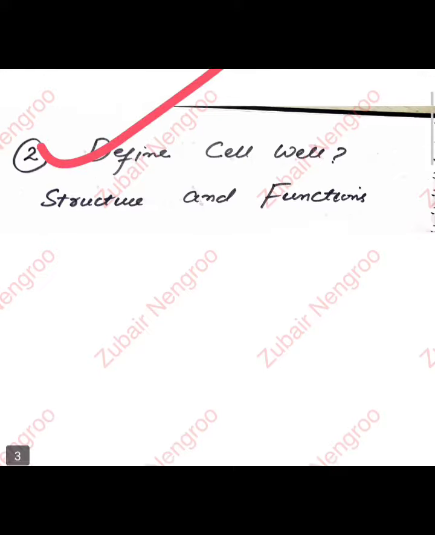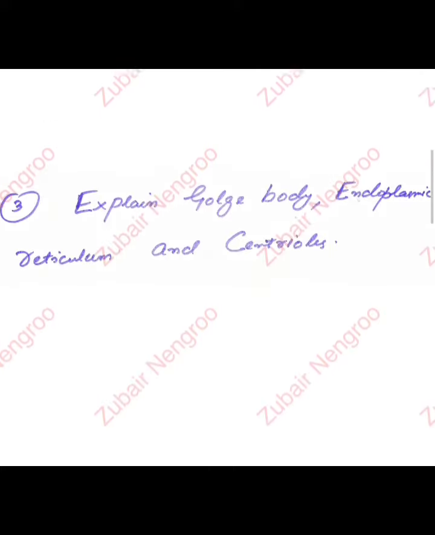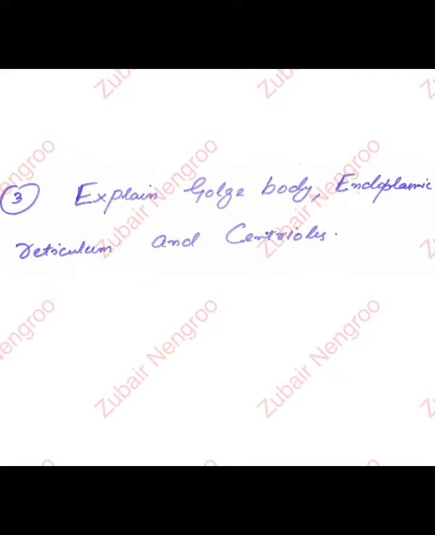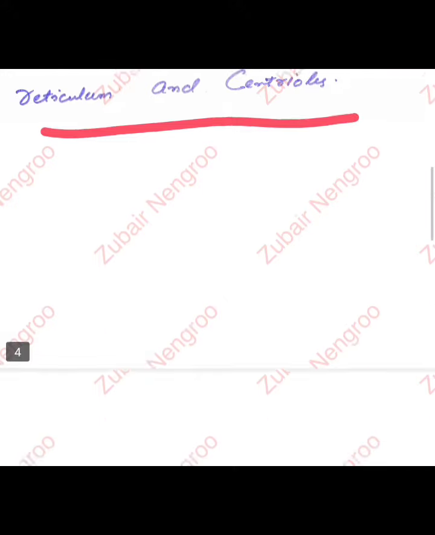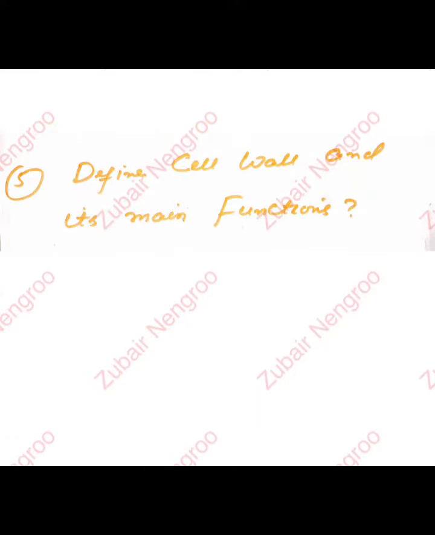Coming to the third question, we have: explain Golgi body, endoplasmic reticulum and centrioles. Coming to the fourth question, we have the structure of mitochondria and its functions. Coming to the fifth question, we have: define cell wall and its main functions.